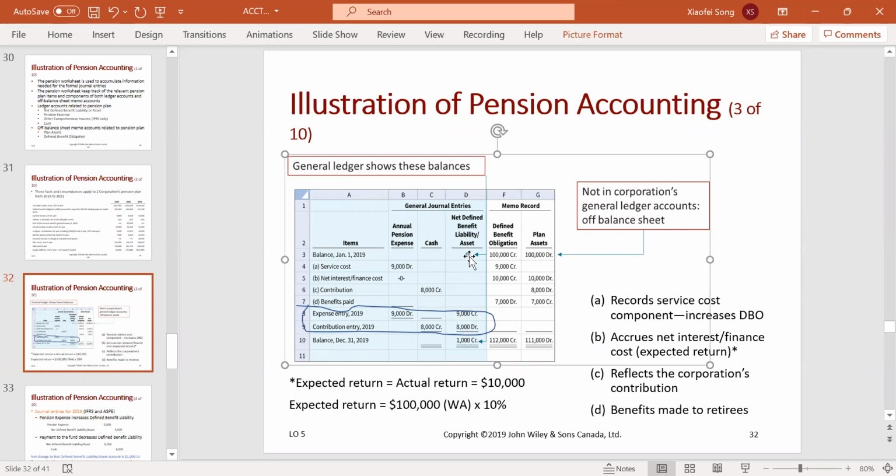And so this account started with a 0, with a credit of 9,000 and a debit of 8,000. Now we have a balance. So the balance sheet at the end of 2019 would have a net defined benefit liability of 1,000.